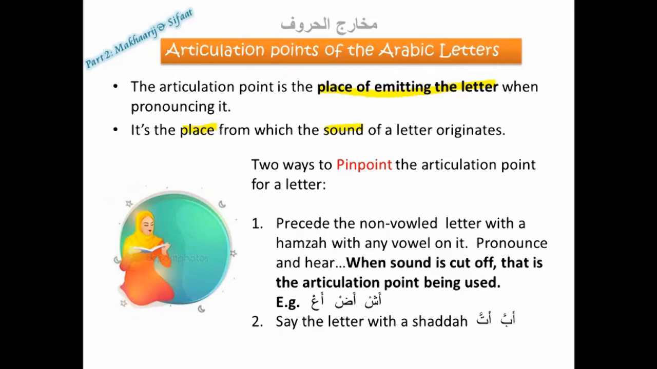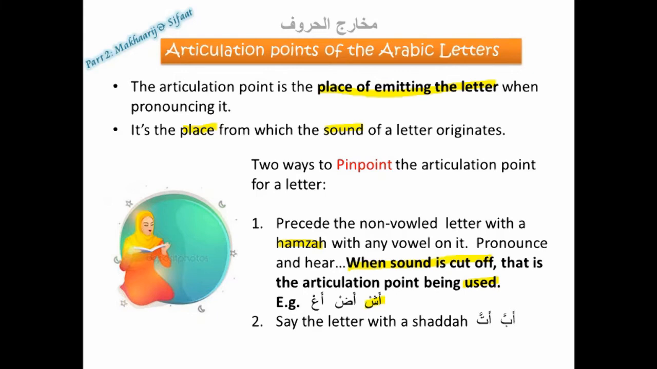The first is to precede the non-voweled letter with a hamza, with any vowel on it. So you could put a fatha or a kasra or dhamma, anything before it. And then you pronounce and hear the letter, and when the sound is cut off, that is the articulation point being used. Okay, so for example, in this example, we have the hamza and we have the fatha and the letter sheen. If we're practicing the letter sheen, for example, sheen comes from the middle of the tongue. So to see if we're using the correct articulation point, we will try and say like this: ash, ash.